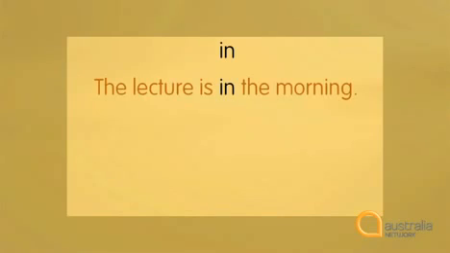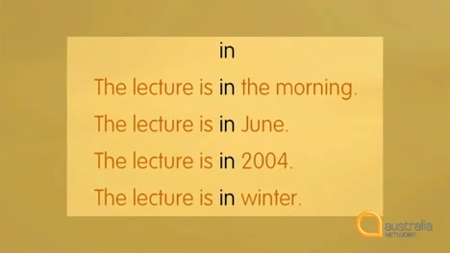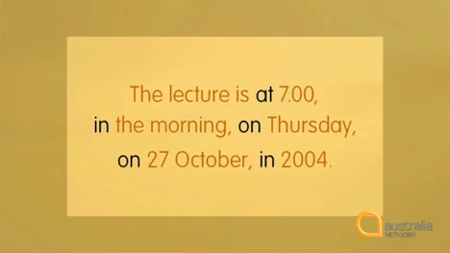In is for periods of time and for months, years and seasons. The lecture is in the morning, in June, in 2004, in winter. So we'd say the lecture is at 7 o'clock in the morning, on Thursday, on the 27th of October in 2004. Notice that we say in the morning, in the afternoon, in the evening, but we say at night.